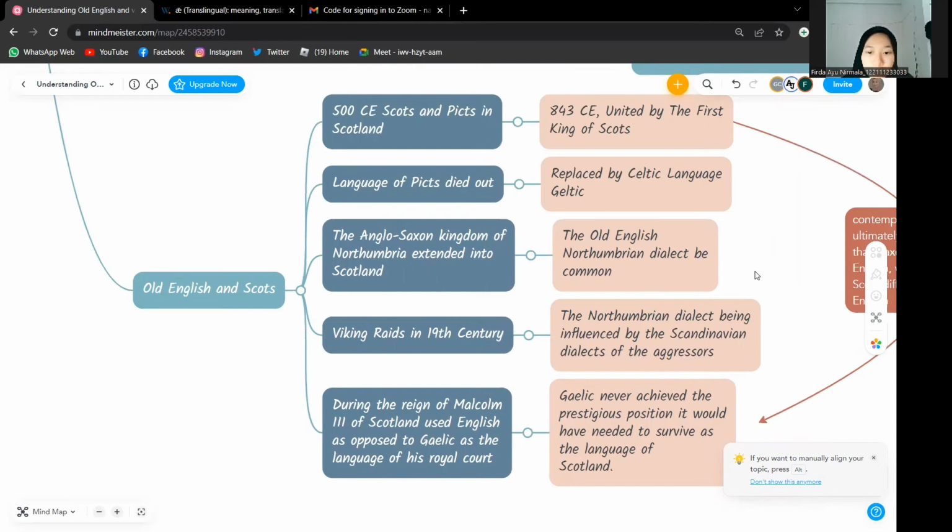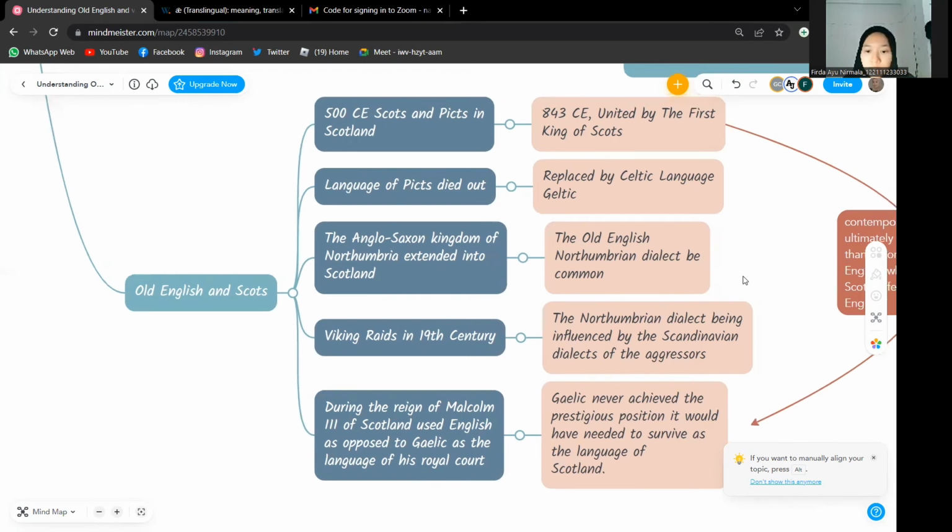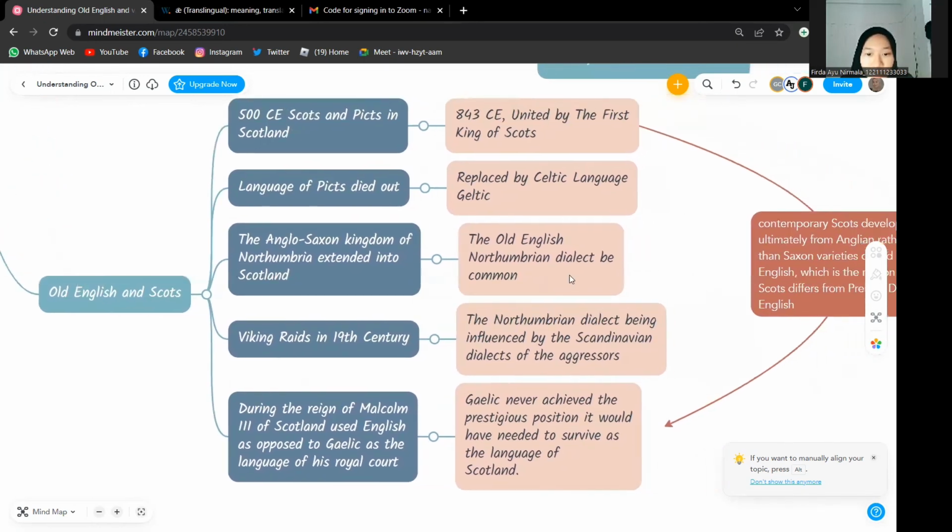Then, during the reign of Malcolm III of Scotland, he used English as opposed to Gaelic as the language of his royal court, and because of that, Gaelic never achieved the prestigious position it would need to survive as the language of Scotland.